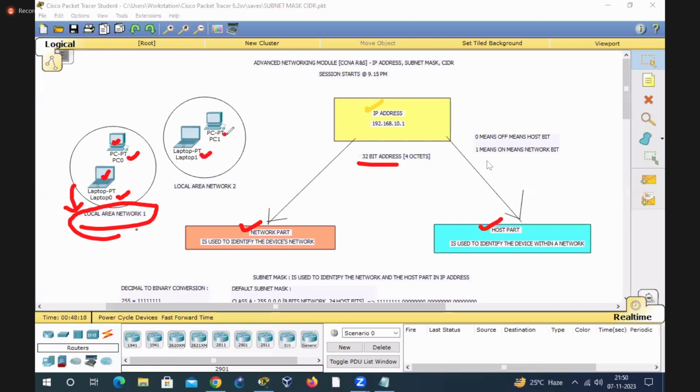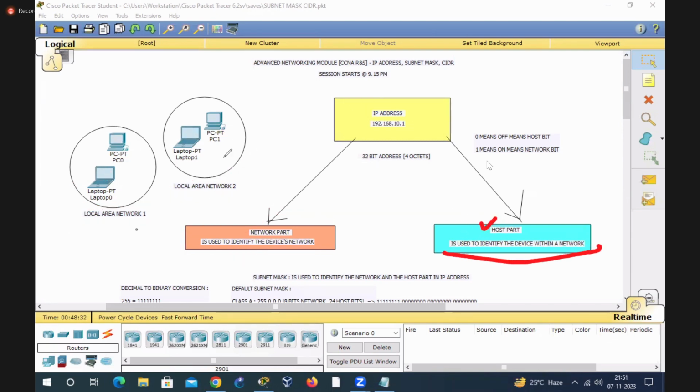This laptop 1, this PC1 belongs to which network? This is local area network 2. That is the network part in the IP address, used to identify the device's network itself. And the host part in the IP address is used to identify every single device uniquely in this network. Okay, so this is PC1, which is unique in this LAN 2. This is laptop 1. This is unique.